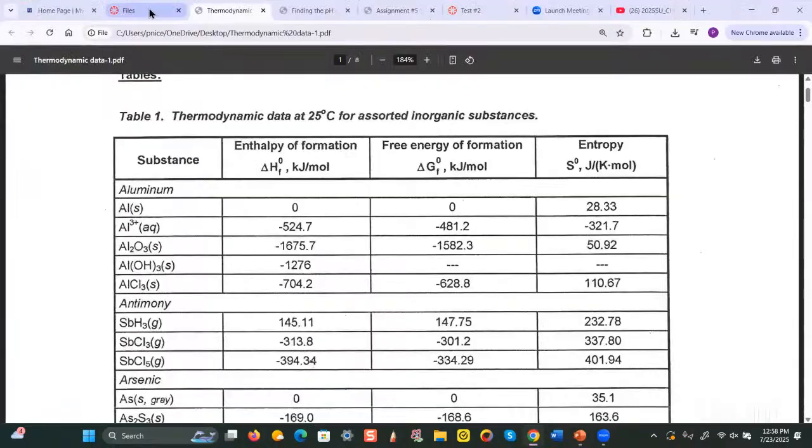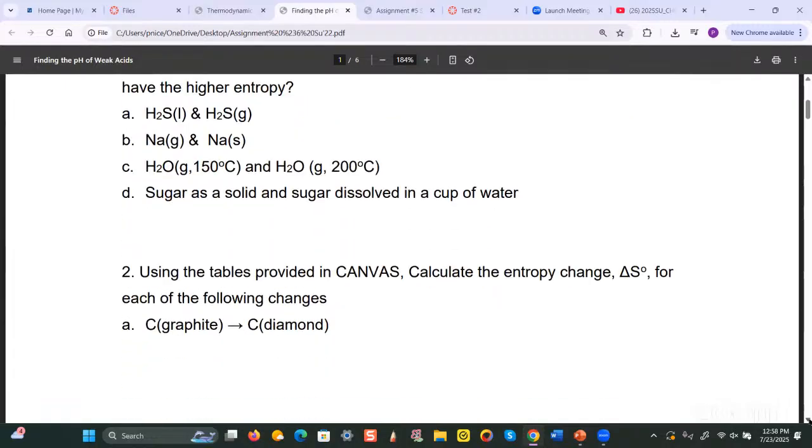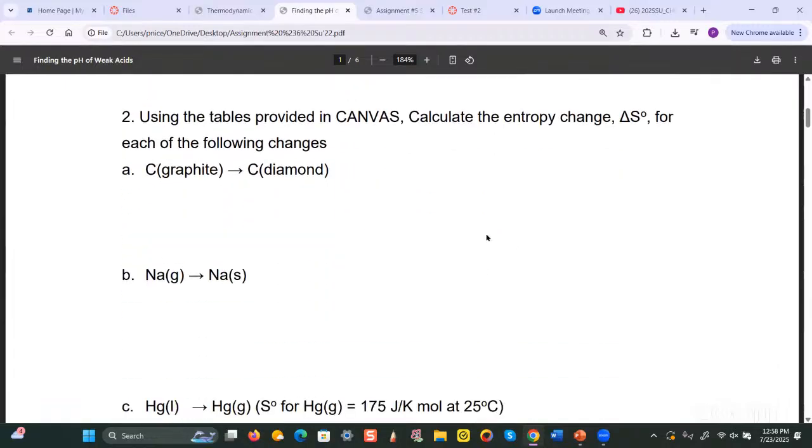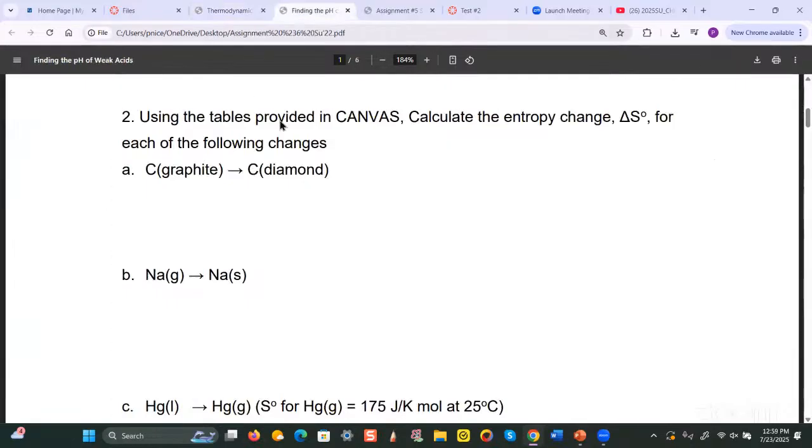Okay, so where is it? Okay, so the next question says, using the tables provided in Canvas, calculate the entropy change for each of the following, right? So you're going to need that table in order to answer this question here, or these questions, right?